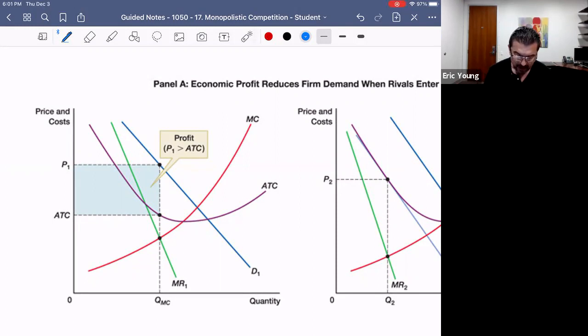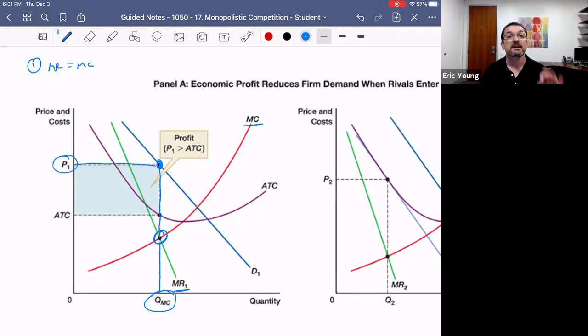We have our layout. Step one, we found MR equal to MC. MR, MC, there it is. Drop a line down, and that's our output level, our quantity. Step two, take that Q line up, up, up to the demand curve. Go to the left. That's price. Step three, find where the Q line hits the ATC curve. ATC curve is here, hits the Q line right there. Go to the left, and there you go. And you know the rest now.